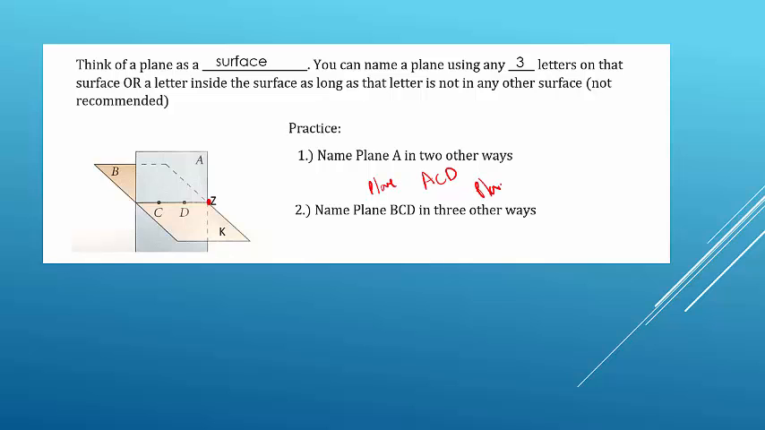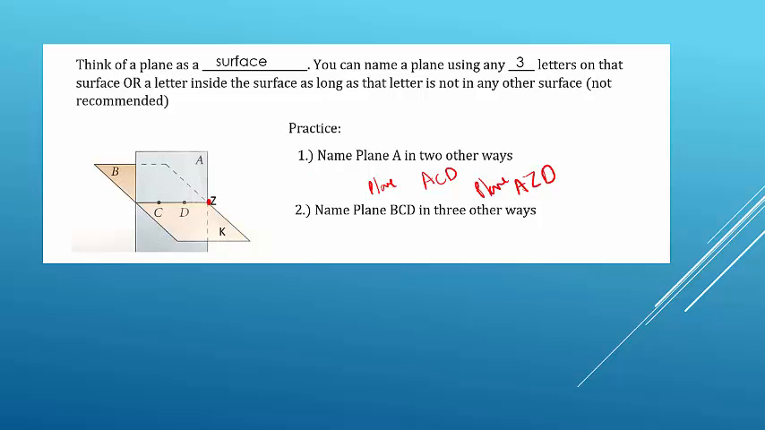You could also name it plane AZD. You cannot name it plane CDZ because all of those points are also on the other rectangle. So at least one of your points has to be on just the blue rectangle.